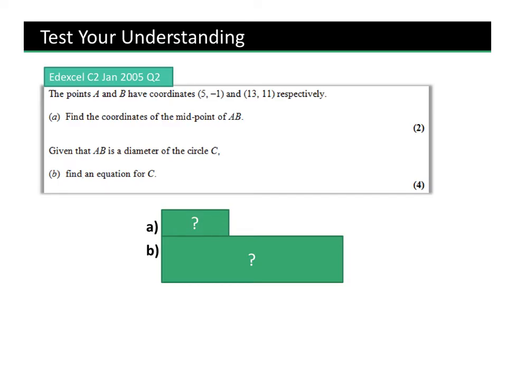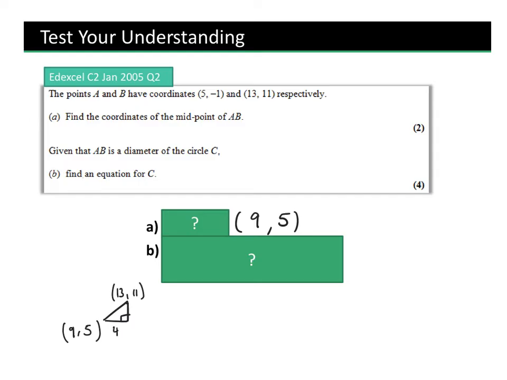To find the midpoint, what we're going to do, 5 plus 13 is 18, divided by 2 is 9. -1 plus 11 is 10, divided by 2, I get 5. So here's our midpoint. Now our midpoint is also the centre of the circle. It also wants us to find the equation of C. So if you think we've got 9, 5 as the midpoint, and if I was to choose 13, 11, I need to draw my right angle triangle.